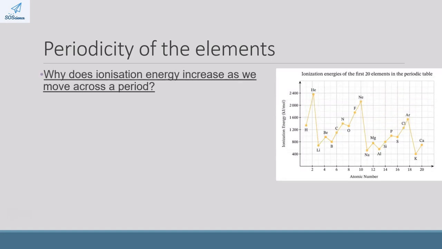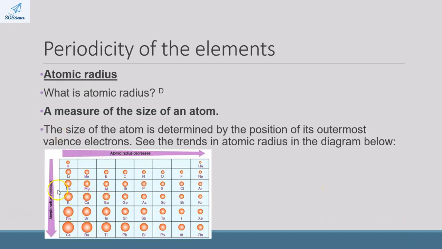Why does the ionization energy increase as we move across a period? Again, I'm coming to this atomic radius picture. So why does it take less energy to remove an outermost electron from a lithium atom relative to a neon atom, from a sodium atom relative to an argon atom? Well, the answer is related to what's going on with the atomic radius.